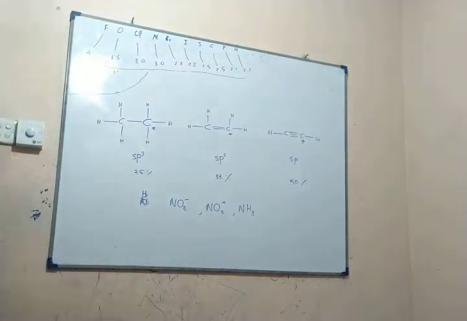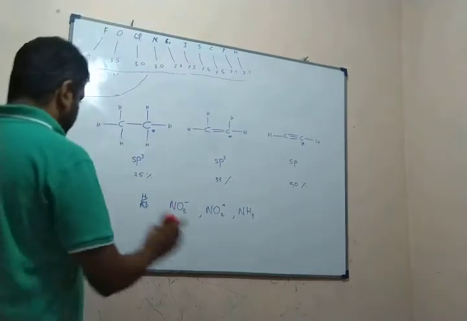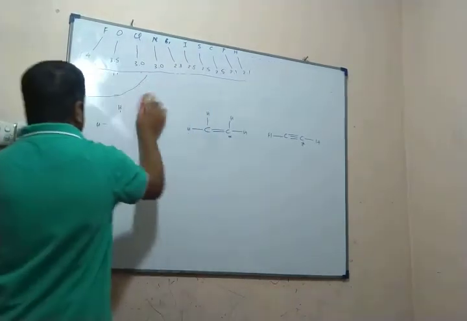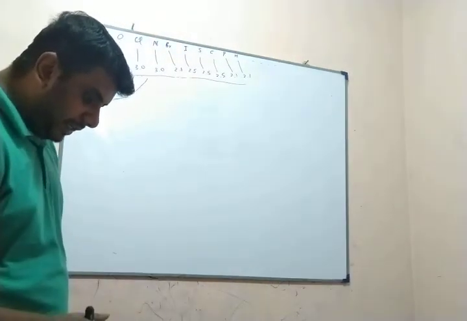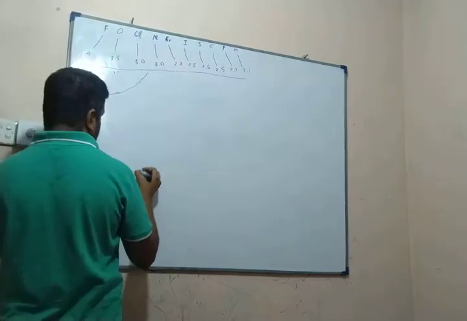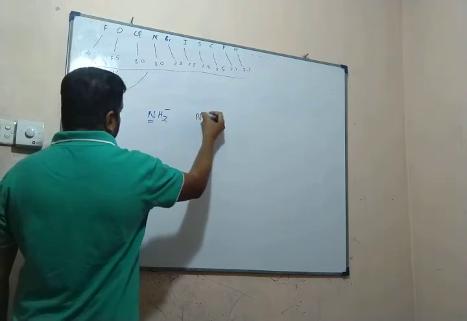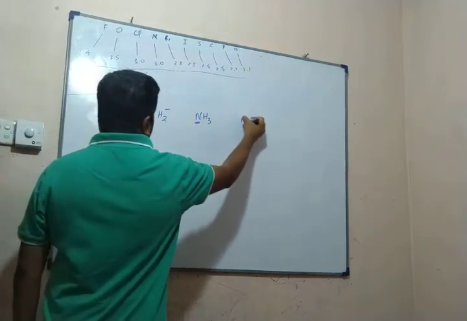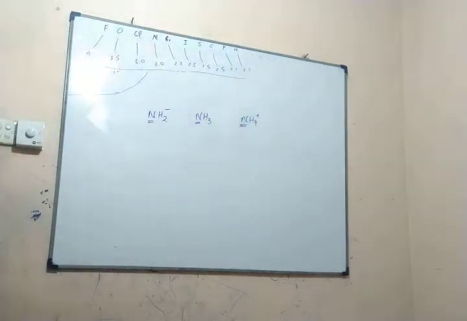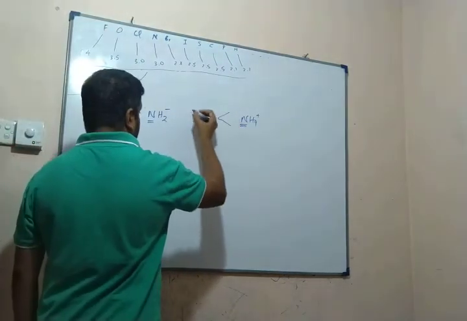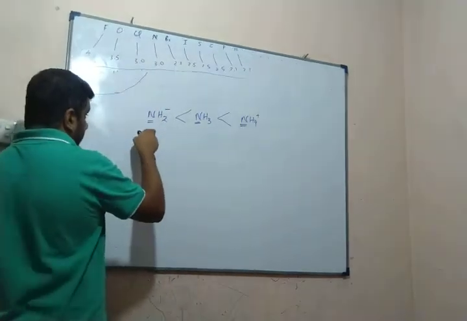Next, the second one: charge. Let's check. Let's have NH2 minus, NH3, NH4 plus. Which nitrogen is the most electronegative? This nitrogen. This is the order. Why? What is the reason?